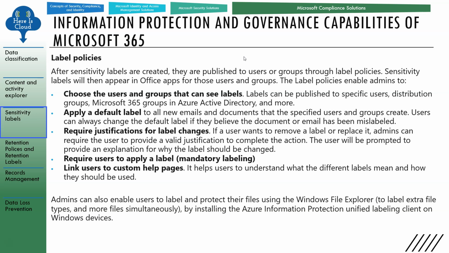Then the admin can configure a message asking why you are changing that, requiring a justification. Require user to apply a label: you can mandate labeling. Link user to a custom help page: you can put a help page there so that if the user has a question about the label, they can click there and go to that custom help page to understand the label meaning, etc. Admin can also enable users to label and protect their files using Windows File Explorer. But for that, you need to install the Azure Information Protection Unified Labeling Client on Windows devices.